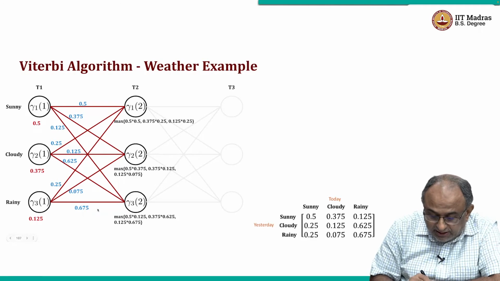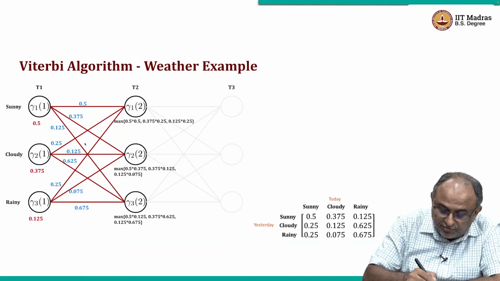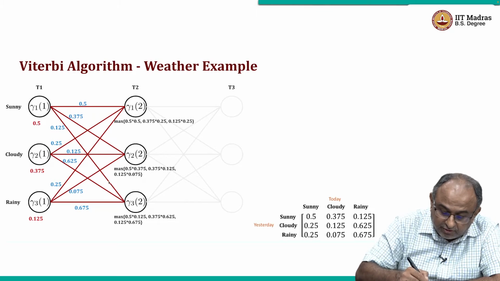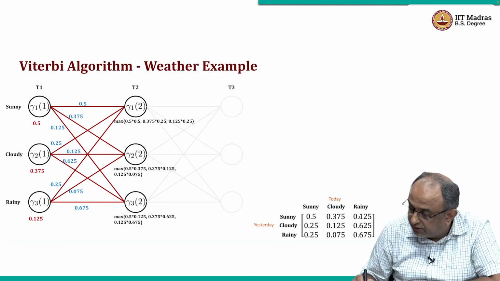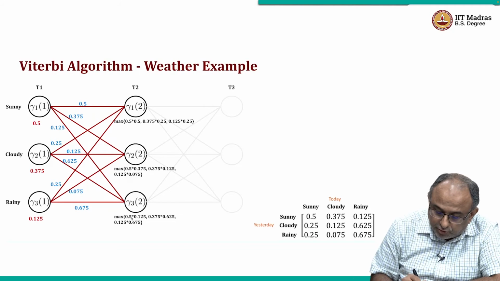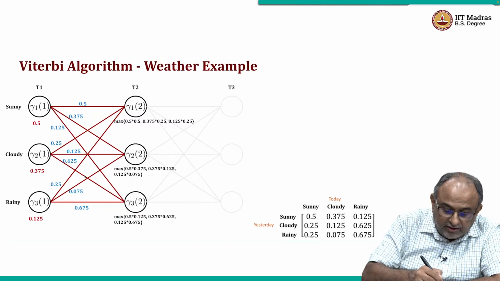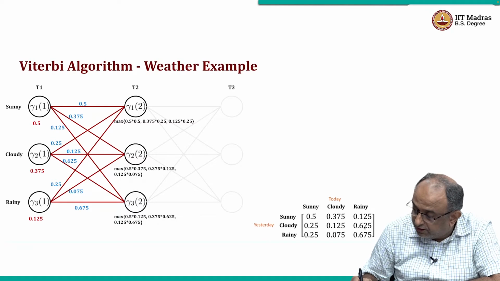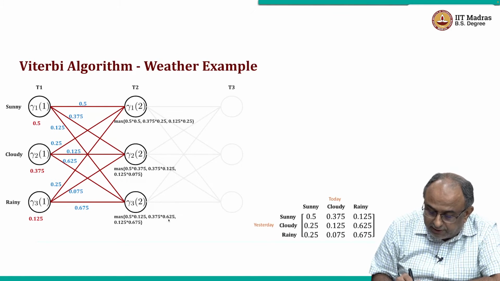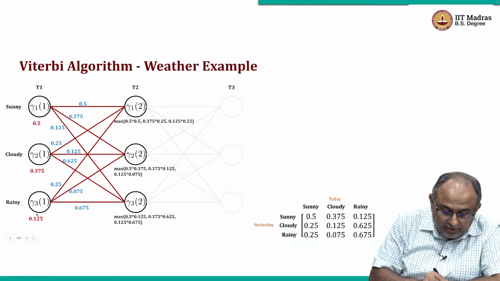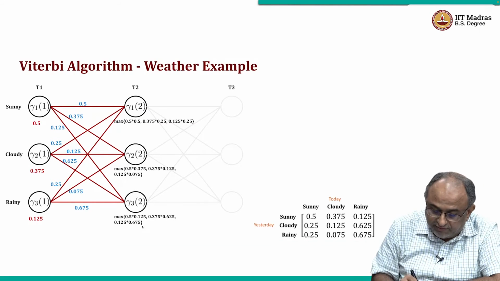So I could come from rainy itself, but I'll start again from sunny, which is 0.5 multiplied by 0.125, sunny to rainy. Sunny to rainy is 0.125. So 0.5 into 0.125. Cloudy to rainy is 0.625, so cloudy itself was 0.375 multiplied by 0.625, and rainy to rainy is 0.675, and so that is the thing.